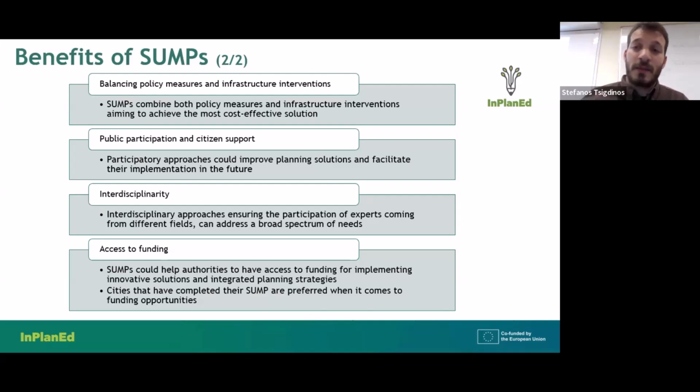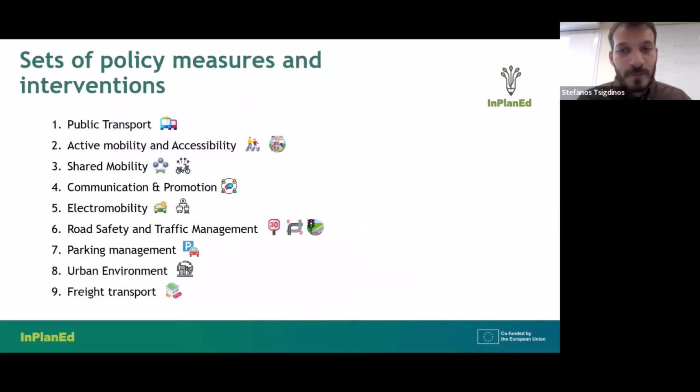Also, the final one is that SUMPs can be used as a means to access funding. It's like a document that, when you have it, you obtain the right to claim budget in your city. So it's very important. If you want to make sustainable mobility practices, then you also have to make a SUMP, not only for the strategy, but also for warranting the policies and interventions that you want to fund. The sets of policy measures and interventions.